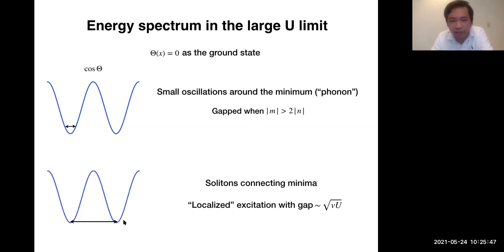And there are other excitations that tunnel between different minima of the cosine term, and these are the solitons on the wires. Okay, and these are more localized, maybe not exponentially localized, depending on whether the system is actually gapped or gapless, but these are more localized, and they can be thought of as charges in the gauge theory.